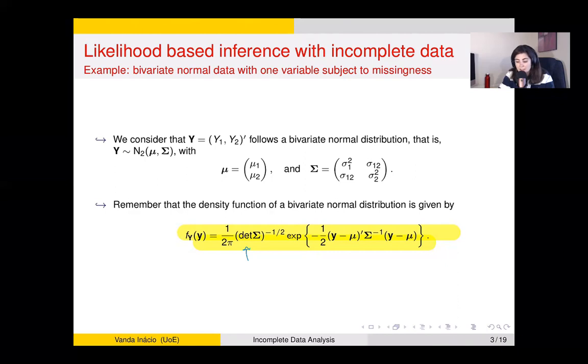But in fact, assuming that we have a bivariate normal distribution, the determinant and the quadratic form have an expression that we can replace. But for us, it suffices to work with this, just to make the point that because it's a bivariate normal distribution, we know what the determinant of the variance covariance matrix is, and also we can have an expression for the quadratic form.